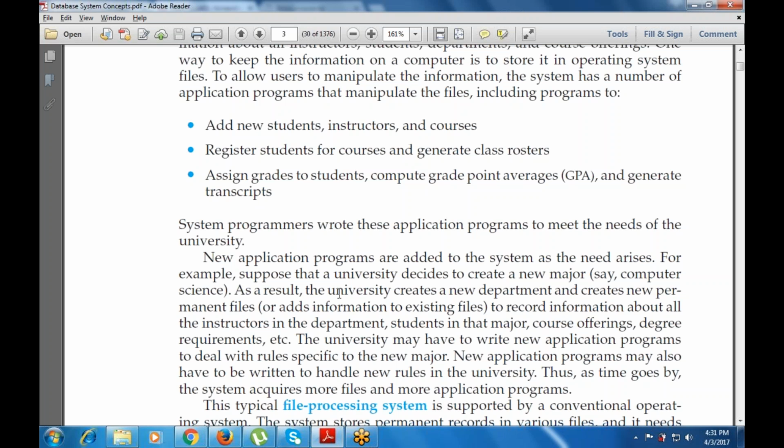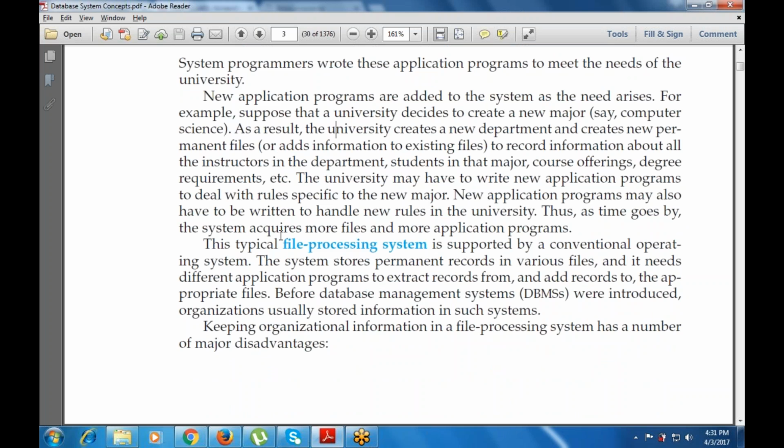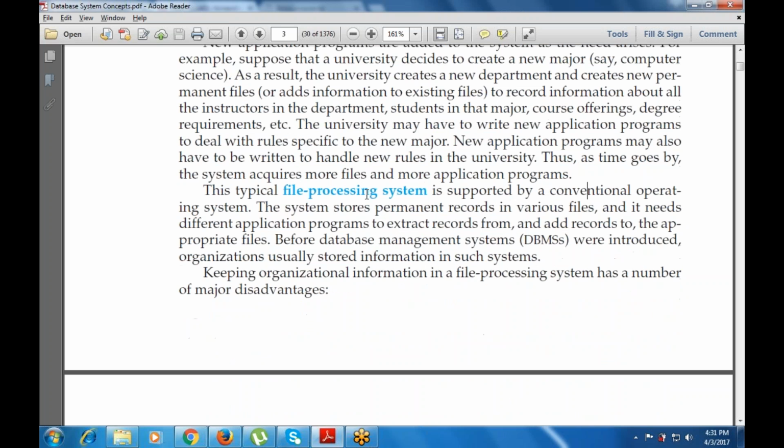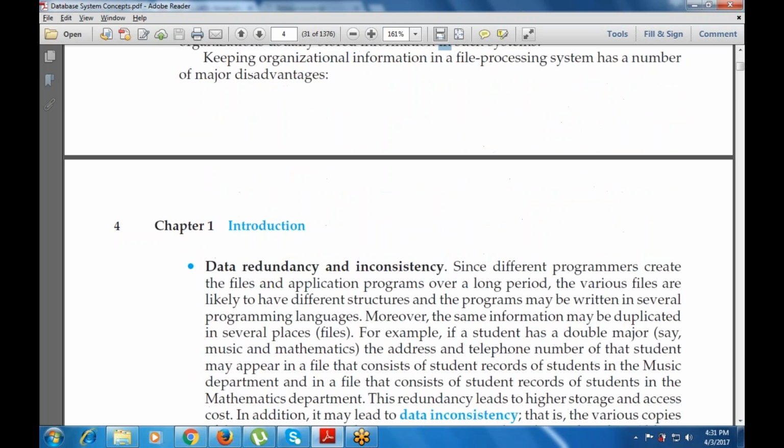And the university may have to write new application programs to deal with the rules specific to the new major. That application also requires more files and more application programs. The typical file processing system is also supported by the conventional operating system. The system stores the permanent records in various files and needs different application programs to extract records from and add records to the separate files.